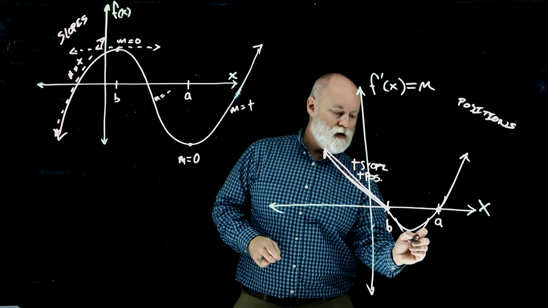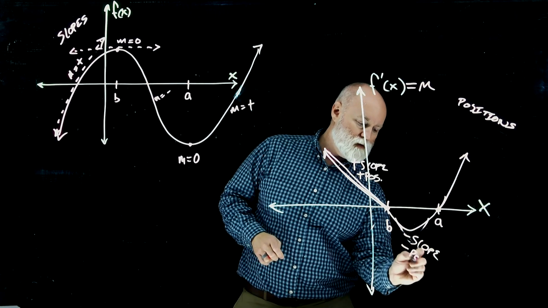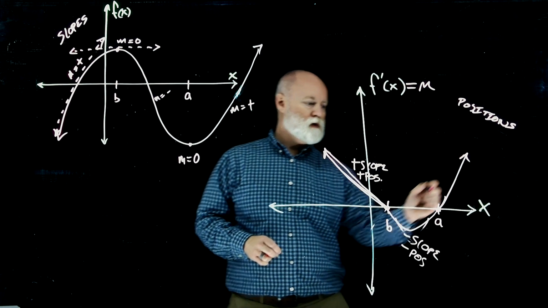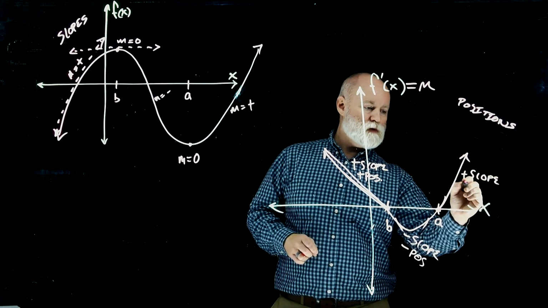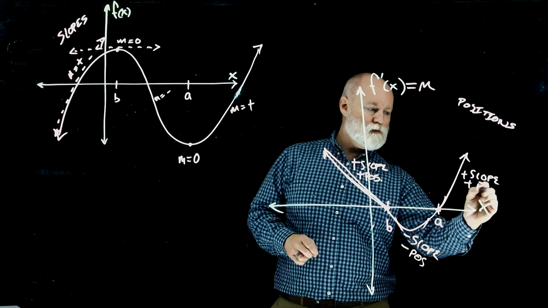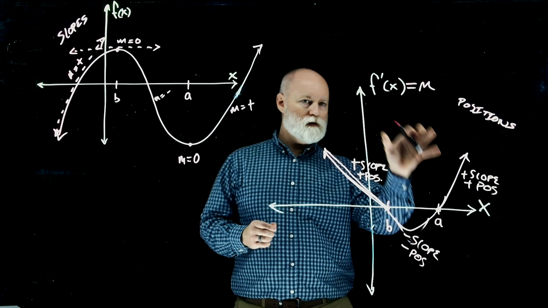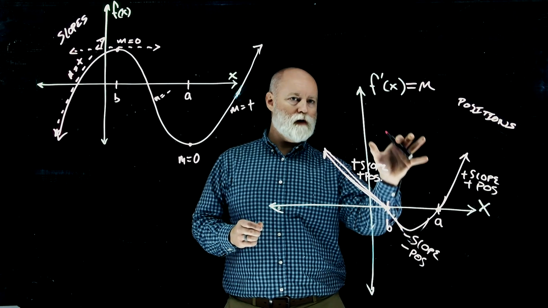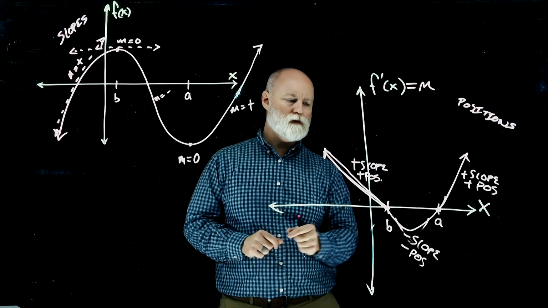Here we have negative slopes, which means we have negative positions on that curve. And over here again we have positive slopes, which means we have positive positions. Okay? So you have to remember that this curve over here is graphing slopes as positions. So the slopes from over there become the positions over here.